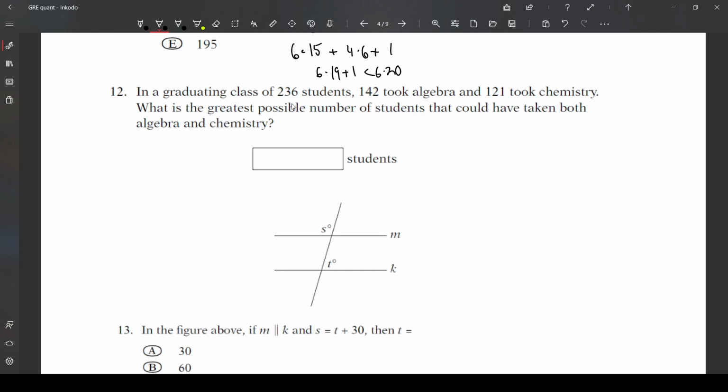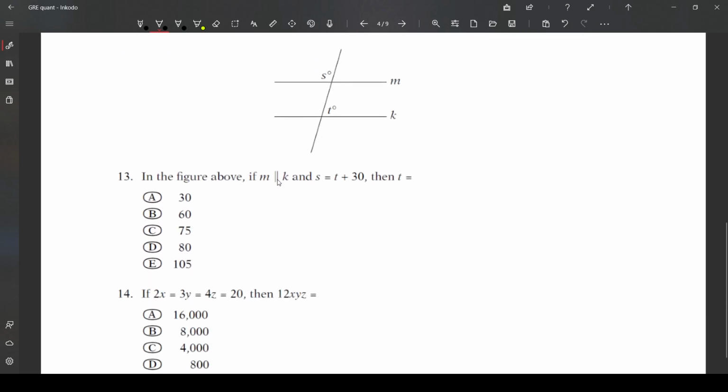In a graduating class of 236 students, 142 took algebra, 121 took chemistry. What is the greatest number of students that could have taken both algebra and chemistry? I guess it would just be 121. Yeah, I don't see why not.